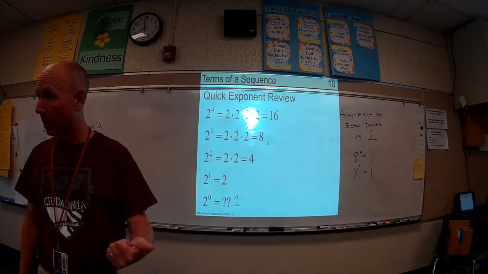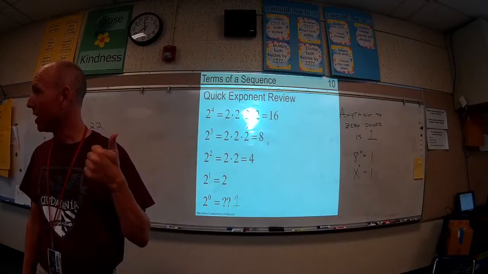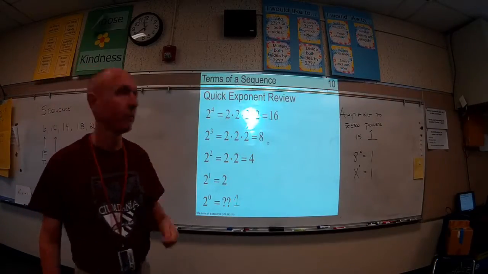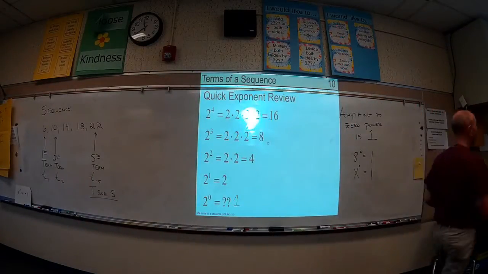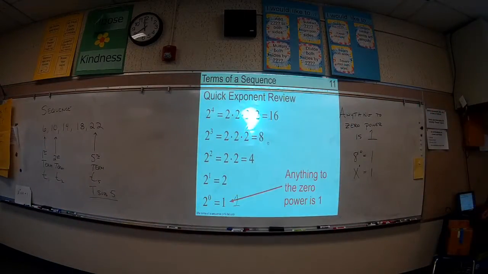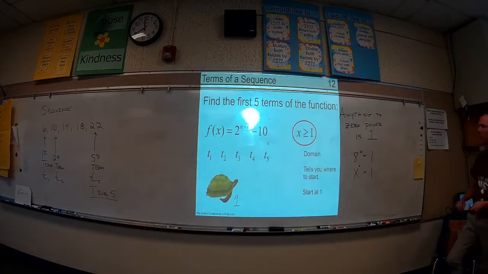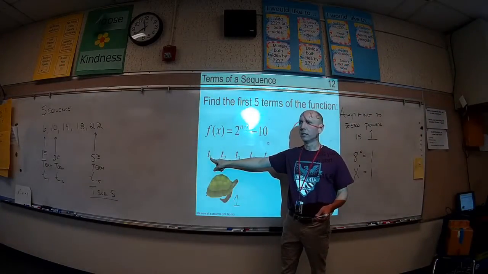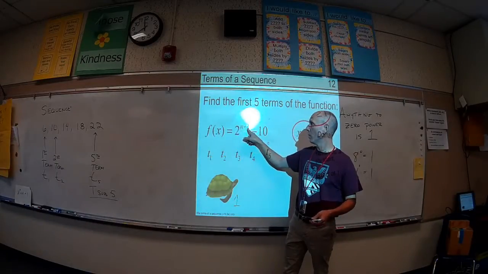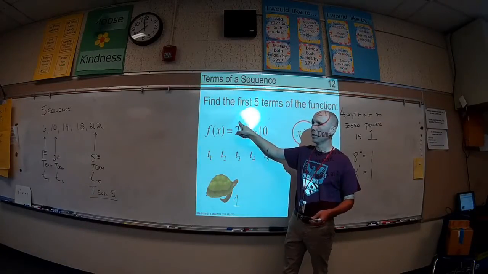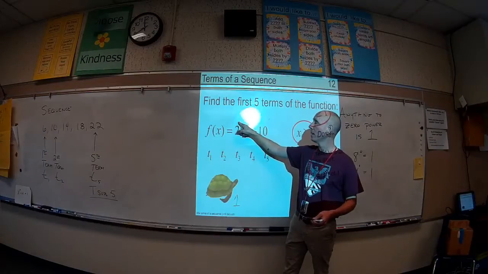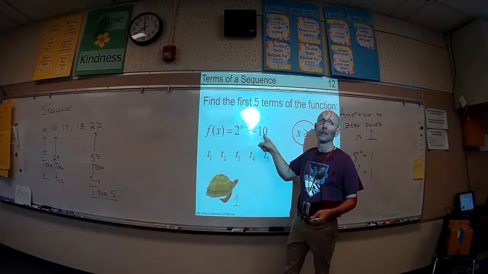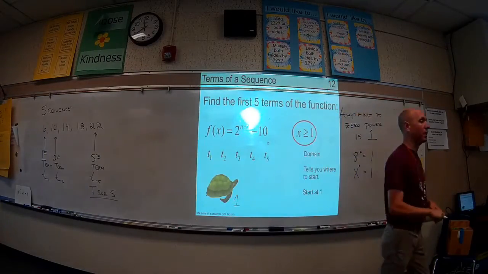With that said, we are now going to do a function that has exponents in it. Anything to the 0 power is 1. So here we go. If I plug in a 1, what's 1 minus 1? 0. What's 2 to the 0? 1. 1 minus 10. Find me the first 5 terms.